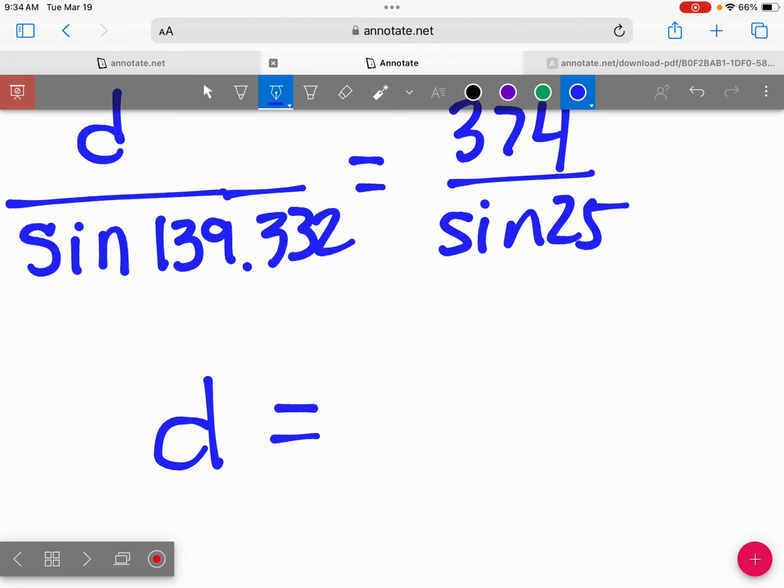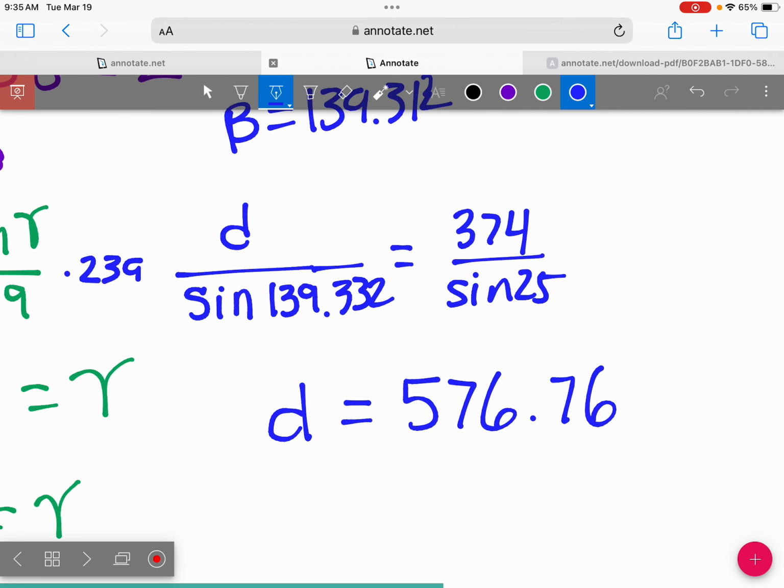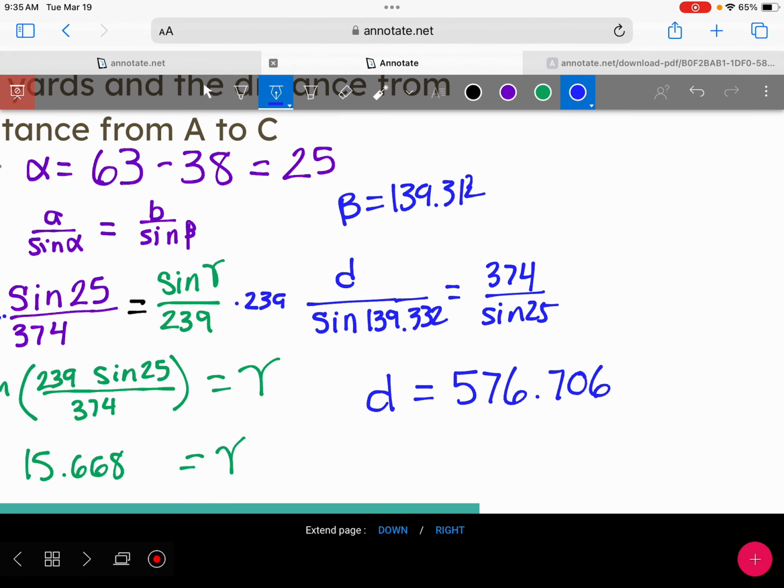What do we get for that distance? 576.76? 706. 706 what? Yards. Yay for Americans. Who needs meters and yards?